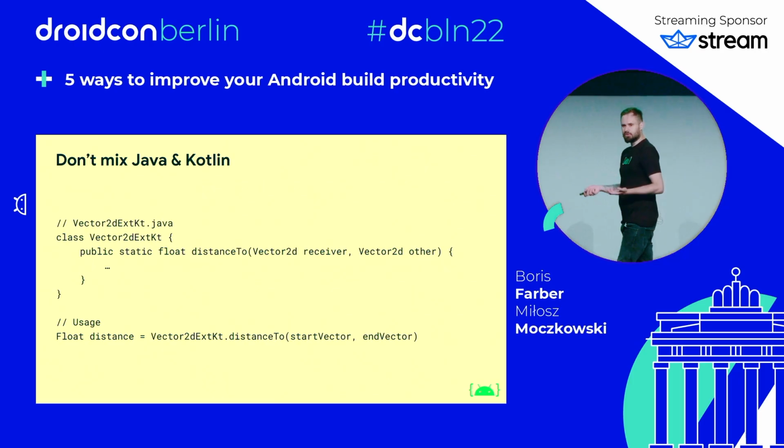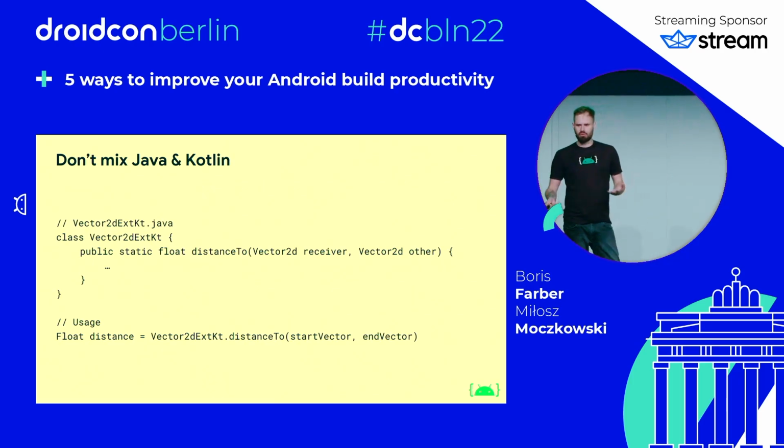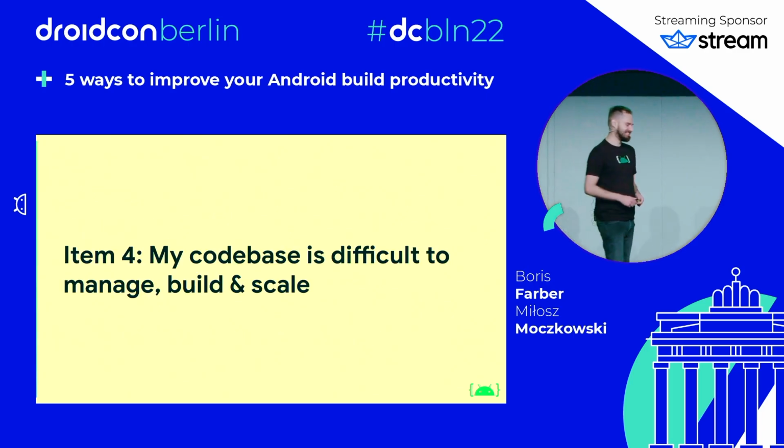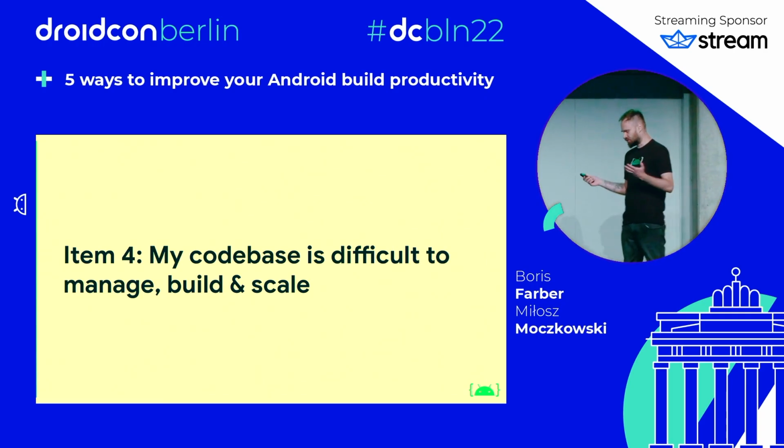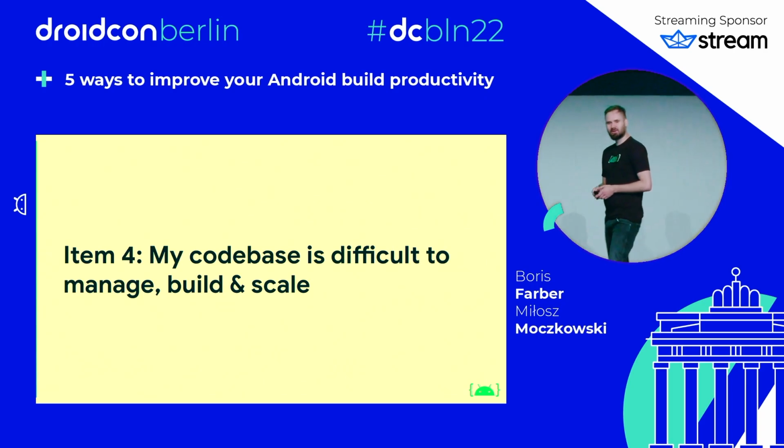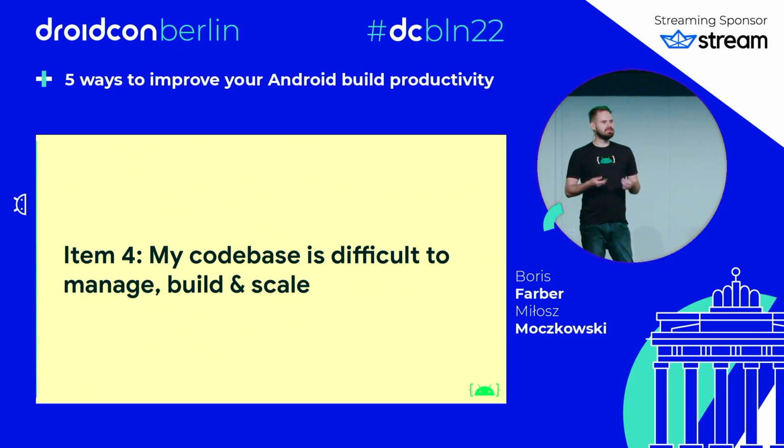If you cannot avoid using both Java and Kotlin in your project, consider isolating them by putting them in separate modules. And speaking of modules, they might help you with much more than that. As the project grows in size, complexity, and number of contributors, it gets increasingly difficult to manage, build, and scale. The ever-growing and constantly evolving code-base problem.